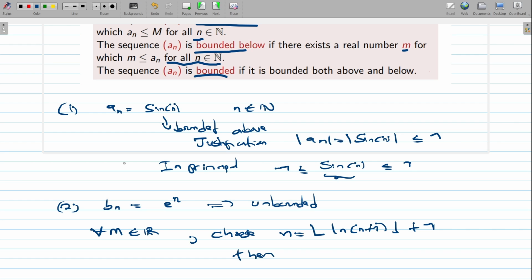then what we have is that our sequence b sub n is going to be strictly bigger than this m. So we see that our sequence here is not bounded above, right? If the sequence is not bounded above, then it cannot be bounded, and this is why I'm saying that our sequence here is unbounded. We can actually check that this is the case.